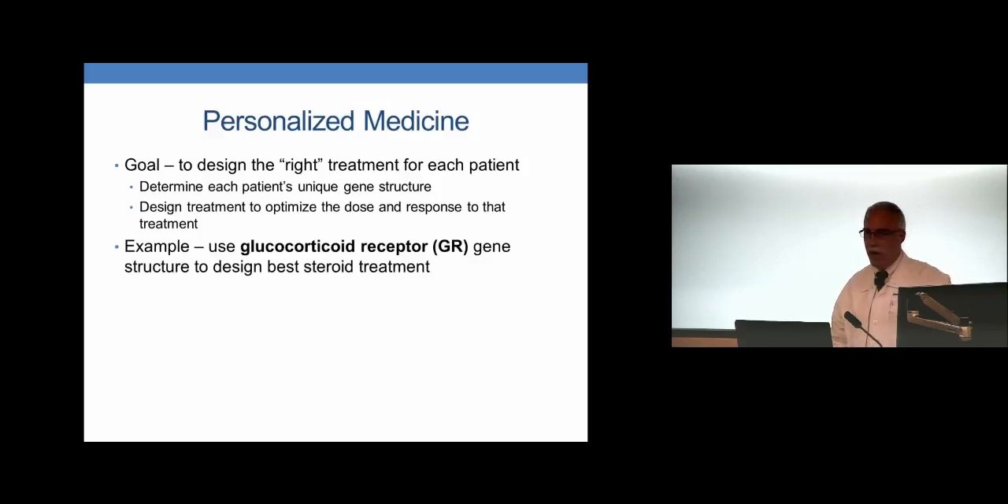But what's the goal? Can you target your treatment based on the genome, the gene structure of your patient? So you have to determine what their structure is and design the treatment. I'm going to go over how we got involved with this using the glucocorticoid receptor gene as an example. This is from our laboratory, working with my lab gang.